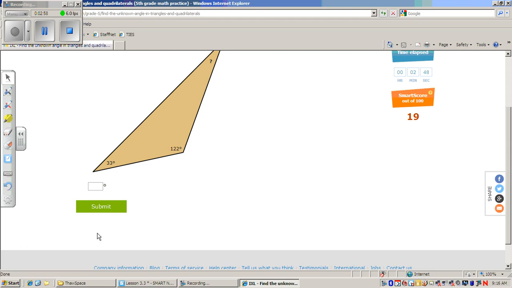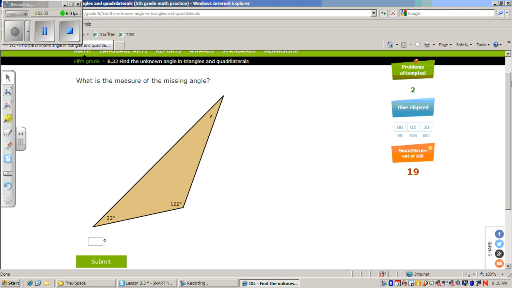Again, we have a triangle, and I told you triangles always total 180 degrees. Okay, so if I total up 122 and 33, I get 155. So I would want to take 180 minus 155, and hopefully you can do that in your head, but that would give us a measurement of 25, because remember, they always total 180.